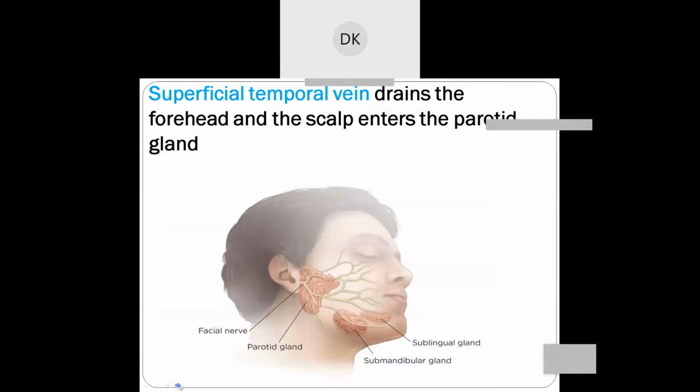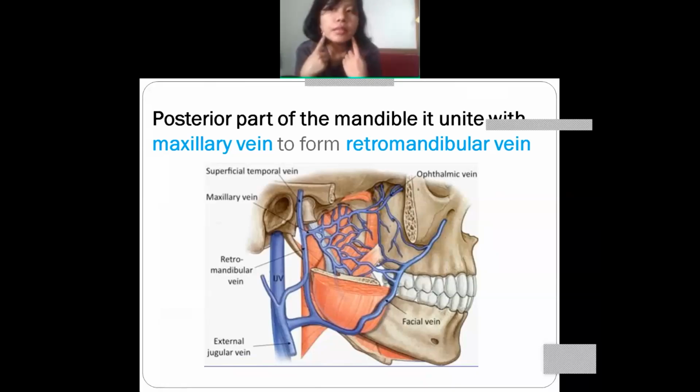Yes, okay. The last one is the posterior part of the mandible. You remember, no? Yesterday I taught you mandible. So mandible is here. Posterior means what? Back. Posterior part of the mandible means at the back side of the mandible. What you will find? It will unite with the maxillary vein. So this is the maxillary vein. The maxillary vein forms the retromandibular vein, which is this.